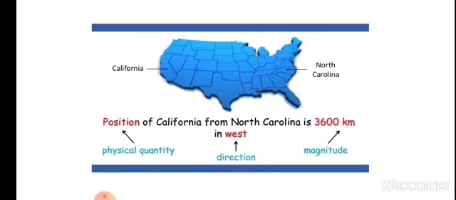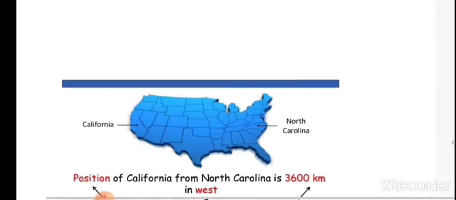Now in this slide you can observe that the position of California from North Carolina is 3600 km in west. So here the position is a physical quantity, 3600 is a magnitude, and west gives the direction. So a physical quantity having both magnitude as well as direction is called a vector quantity. So here the position is a vector quantity.